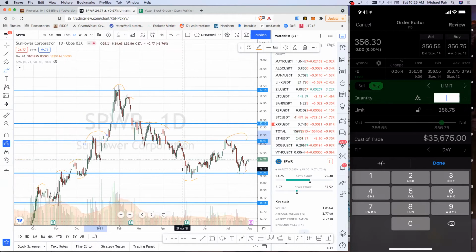Well, the entry is very important. Okay. It's not a bad entry point. It's not a bad entry to get in now. Now, what is the actual entry point right now?